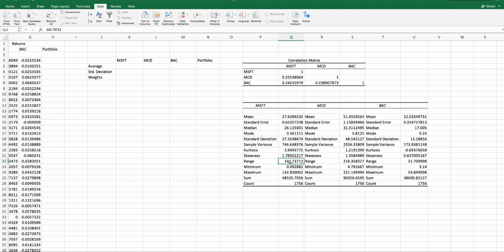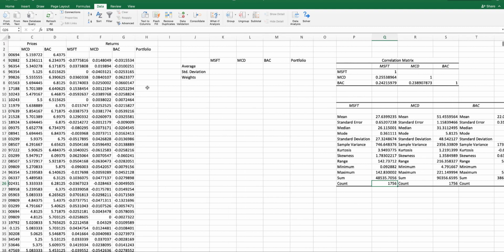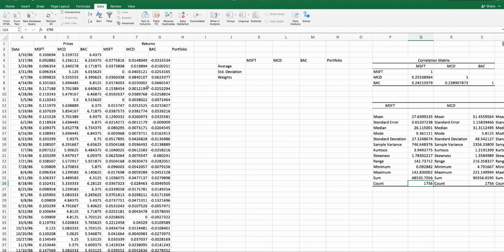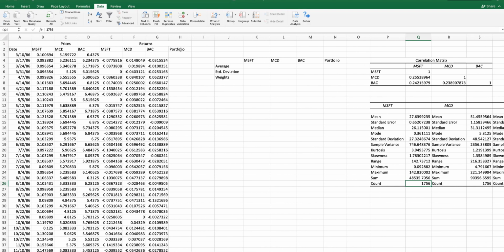Then you have your range, which is the difference between the minimum and the maximum. So you can see the maximum minus the minimum, that's your range. And then you have the sum and count too. Okay, so we have the descriptive statistics. Now let's work on getting the average returns.